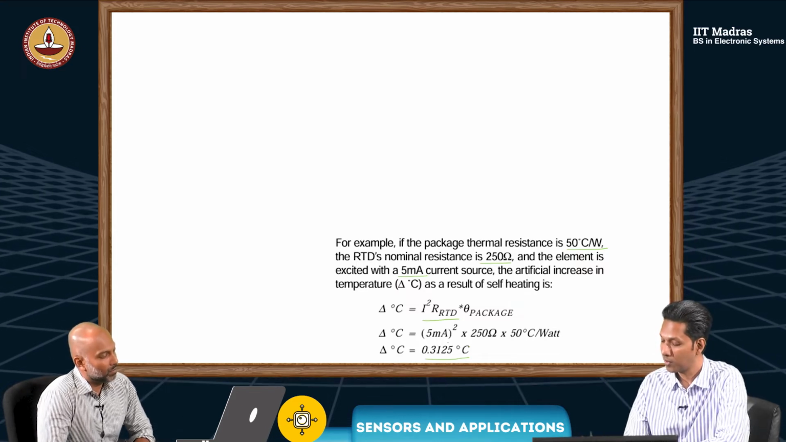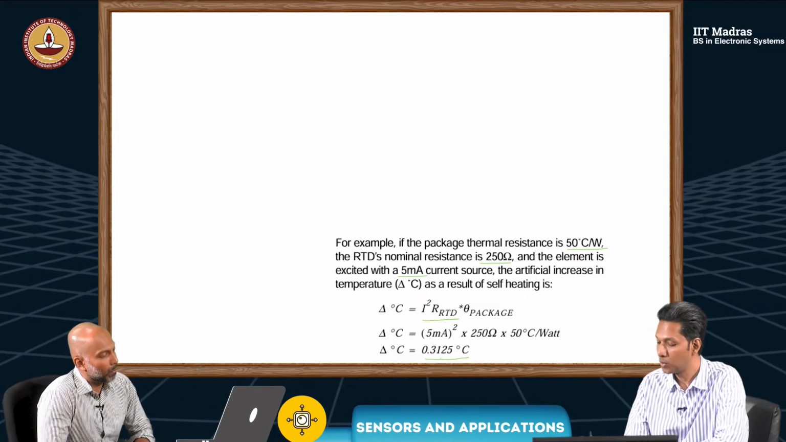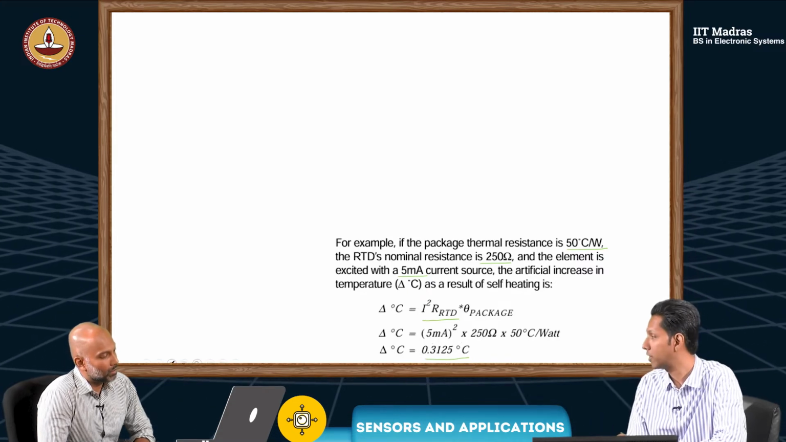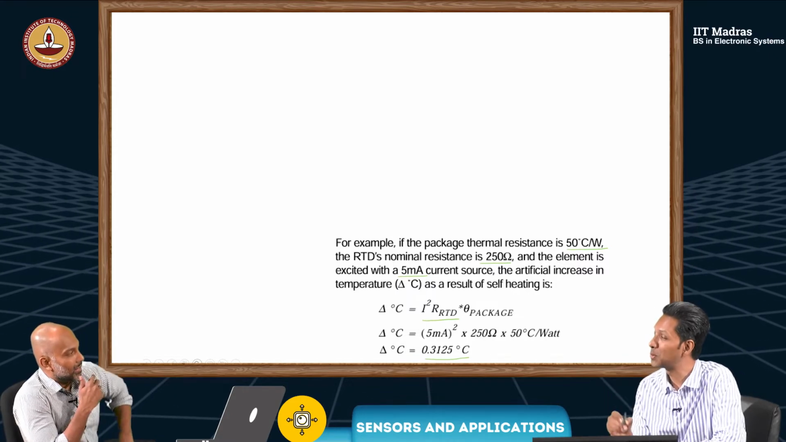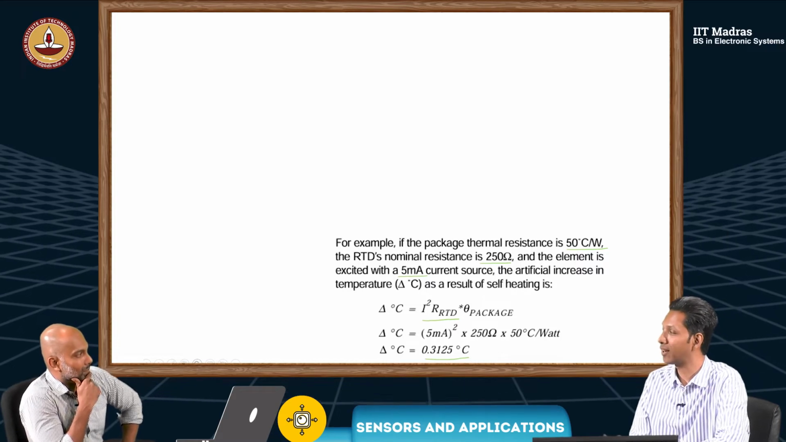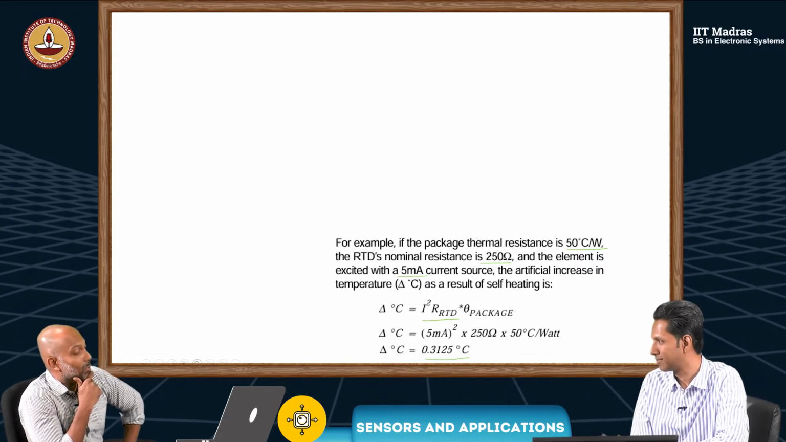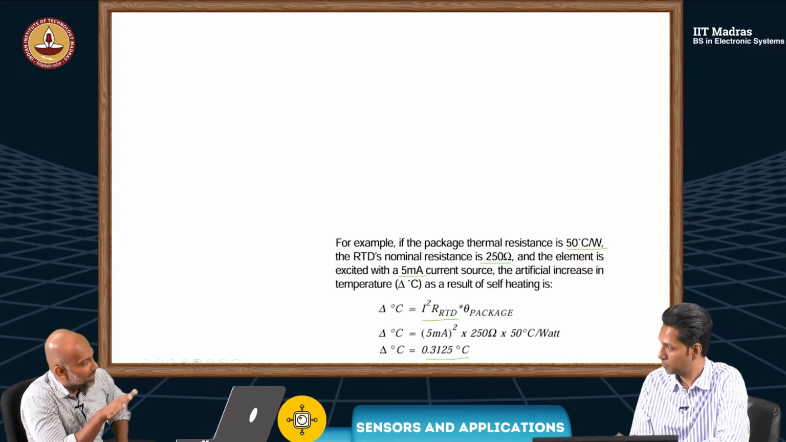So if you are using 5 milliampere, over time, you will have 0.31 degree Celsius increase. So this much output will be there due to self-heat. Right. So if you are measuring 100 degree, it will read as 100.3. Now, how is this related to the error then? Exactly. This will be seen as an error.